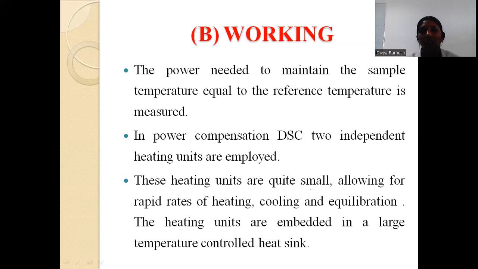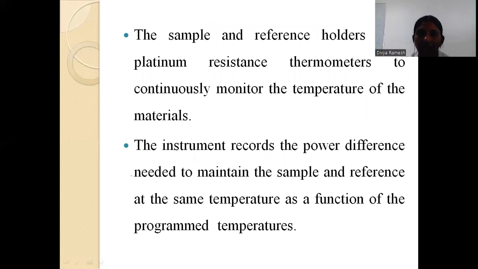So initially you are going to measure the energy which is used to maintain both the sample and specimen temperature the same. That energy can be measured. Since the energy can be measured, the difference in the energy can be measured, which means this DSC will have two distinct heating units. The heating units are very small, which can be easily heated and cooled, and you can maintain the equilibrium state. Equilibrium state in the sense same state.